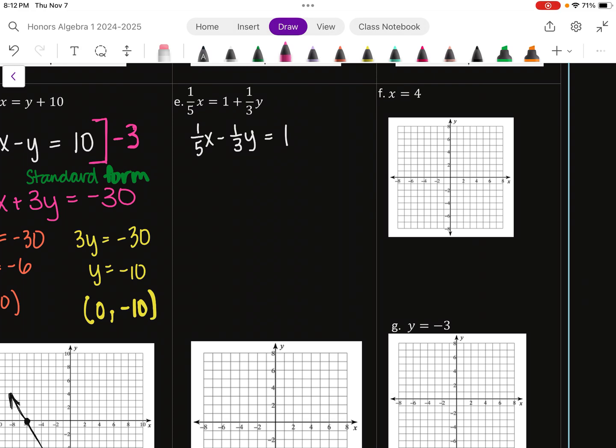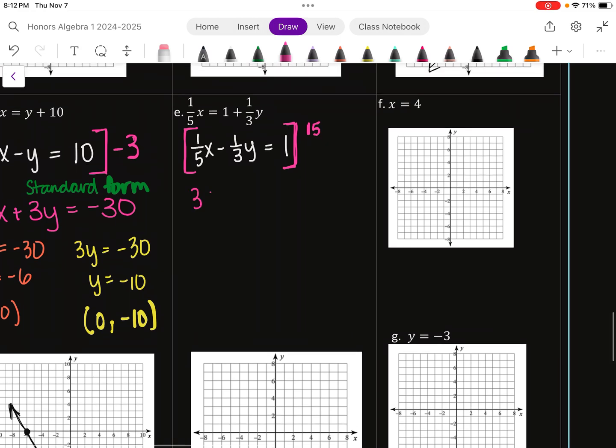So you're all coming back to me now, from equations. How do I get rid of that? LCM of 5 and 3 is 15. Multiply 15 by 1/5, that's 3x. Negative 1/3 times 15 is negative 5y. And then we have 15. So there we go, nice standard form.